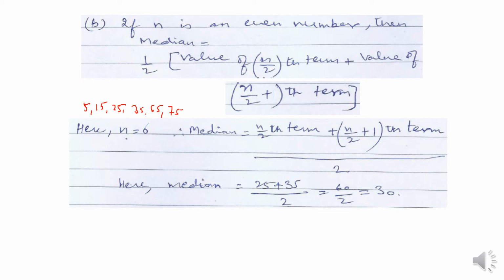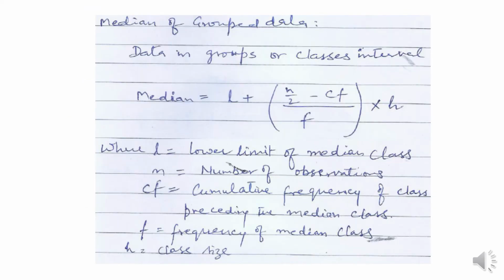Now because it's an even number of terms, for an even number the median is the n by 2th term plus the n by 2 plus 1th term, and half of that. Here n is 6, so n by 2 is 3, so the third term and the fourth term. So 25 plus 35 by 2, that is 30.